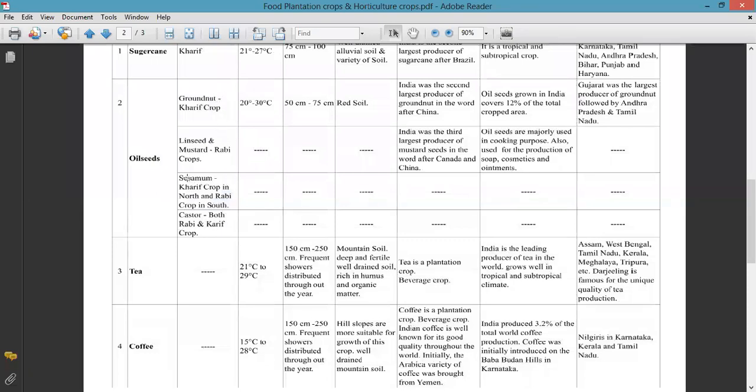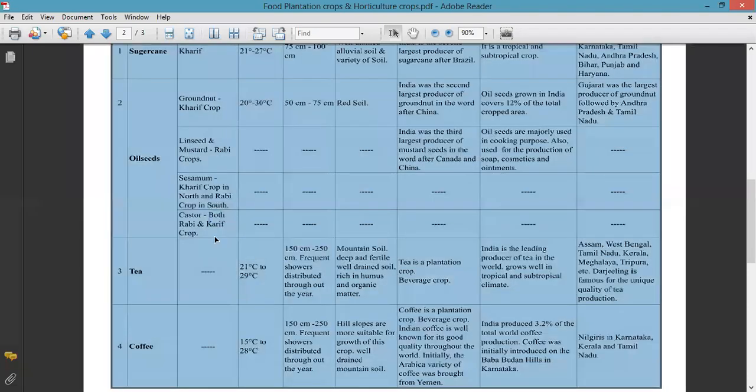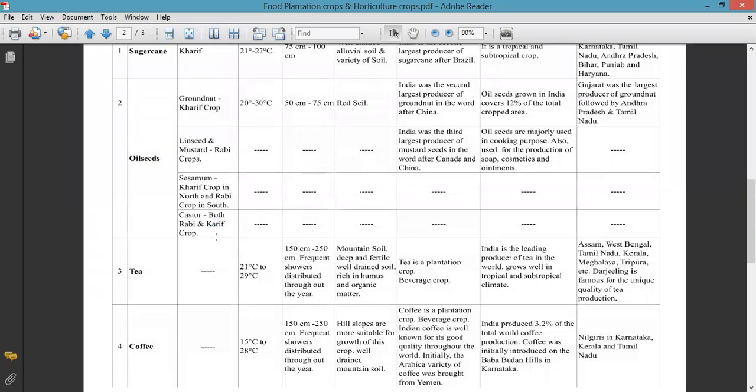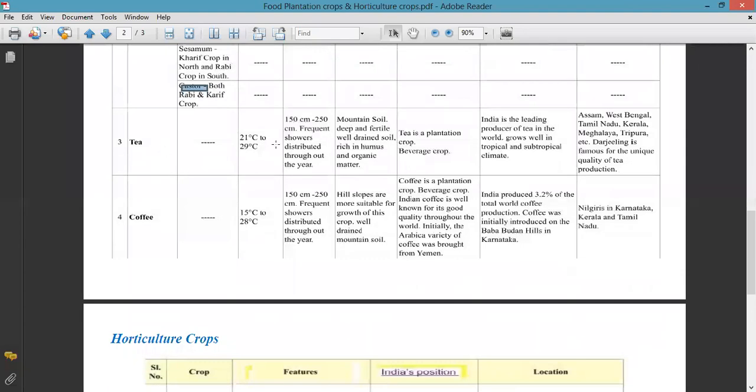So sesamum generally grows in June, July, August in North India, but it grows in the winter season in South India. Okay. No more information about sesamum. Next, about castor oil. It grows in both Kharif and Rabi seasons all over India. It means castor can grow around the year, in all 12 months, and is grown by Indian farmers. That's all.